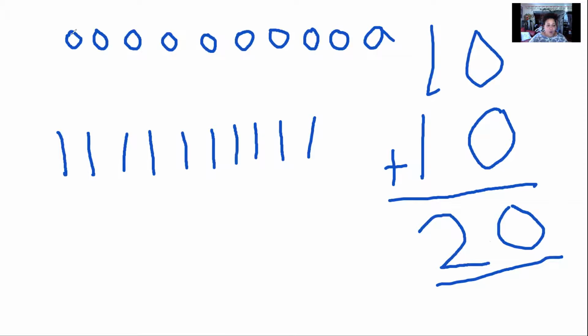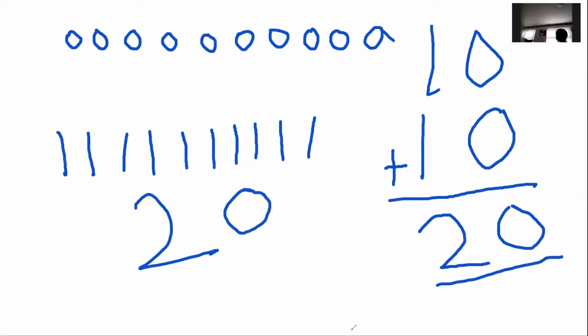Let's count them. 1, 2, 3, 4, 5, 6, 7, 8, 9, 11, 12, 13, 14, 15, 16, 17, 19, 20. Oh, so 10 plus 10 is 20. 10 plus 10 is 20.